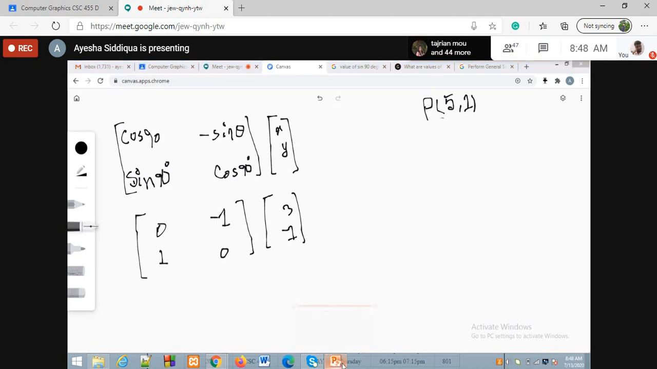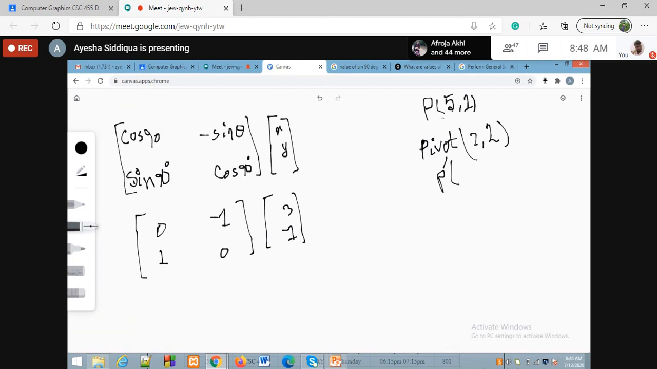So what was our pivot point? 2, 2. Pivot point is given 2, 2. So how we can get the p bar? So p bar can be, tx minus t2, that means 5 minus 2 you will have 3, and then 1 minus 2 you will have -1. Okay, so that is how we get 3 and -1.